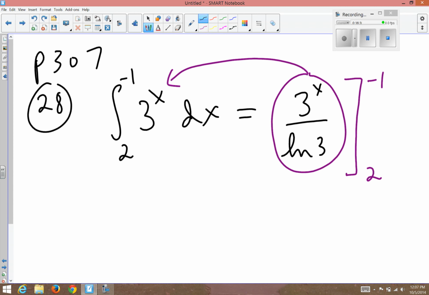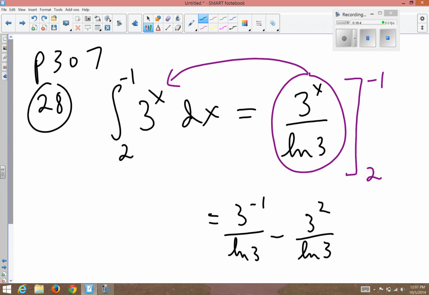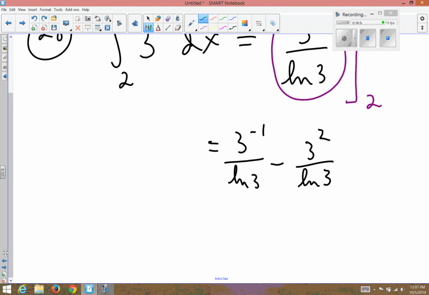This bracket tells us to write 3 to the negative 1 over the natural log of 3 minus 3 to the second over the natural log of 3. Which could be written as 1 over 3 natural log 3 minus 9 over the natural log of 3.